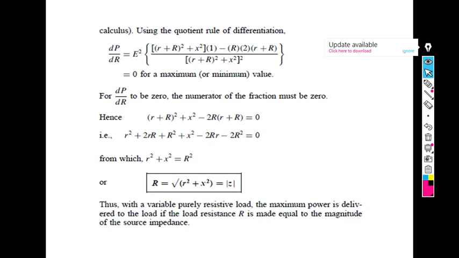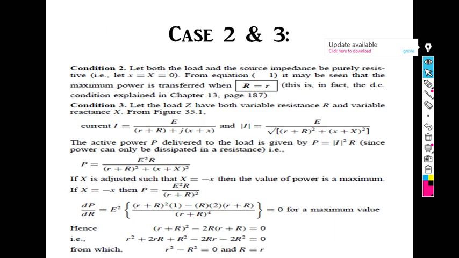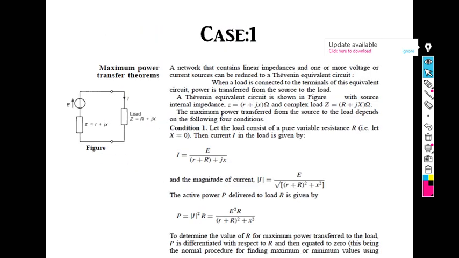The second case is where we consider that both load and source impedance are purely resistive, which I already mentioned. That means source has only resistance and load has only resistance. So both small x and capital X are equal to 0. That means this x is 0, this x is 0, only small r and capital R are present.